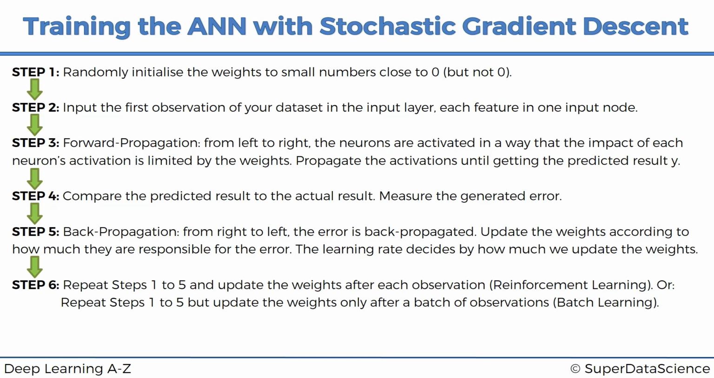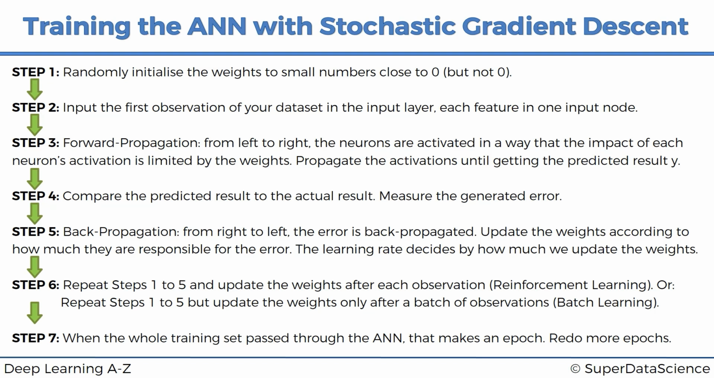Step 6, repeat steps 1 to 5 and update the weights after each observation. That is called reinforcement learning, and in our case that was stochastic gradient descent. Or repeat steps 1 to 5 but update weights only after a batch of observations. So batch learning, it's either full gradient descent or batch gradient descent or mini batch gradient descent. And step 7, when the whole training set passed through the artificial neural network, that makes an epoch. Redo more epochs. So basically you just keep doing that and doing that until allowing your neural network to train better and better and constantly adjust itself as you minimize the cost function.